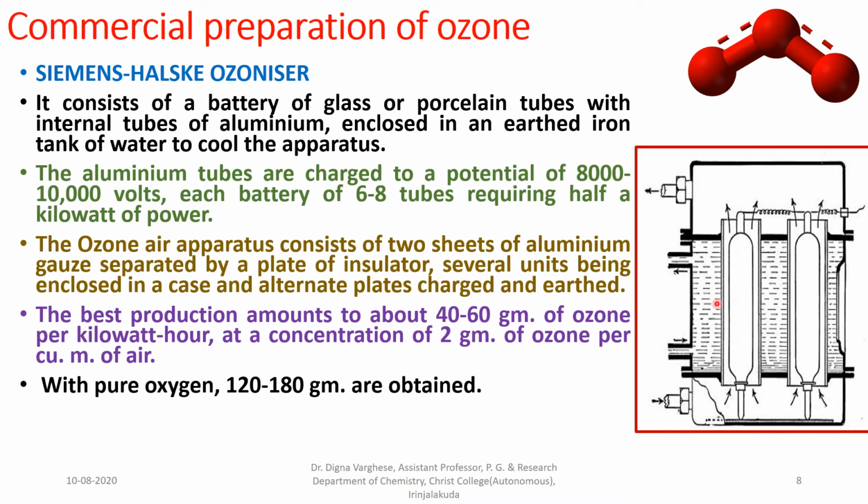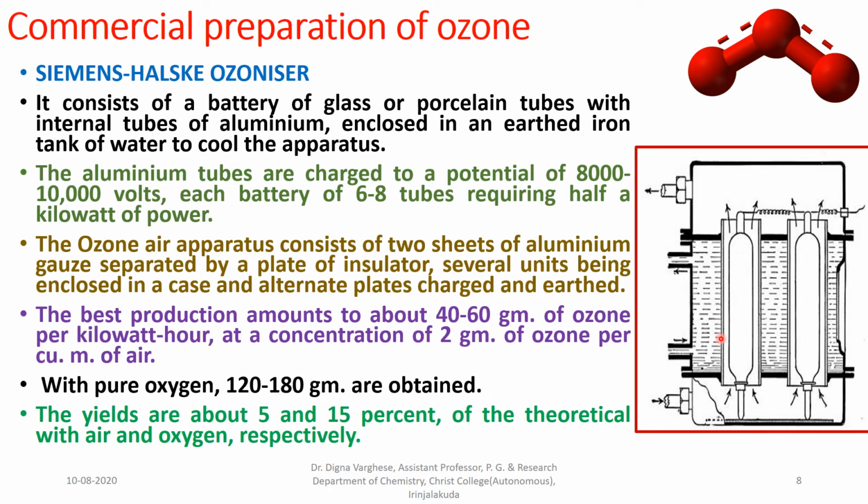With pure oxygen, 120 to 180 gram are obtained. So in the preparation of ozone, the reactant should be highly pure. Then only the conversion of oxygen to ozone is higher. The yields are about 5 to 15% of the theoretical with air and oxygen respectively. With air only 5% conversion, with pure oxygen, 50% conversion occurs.